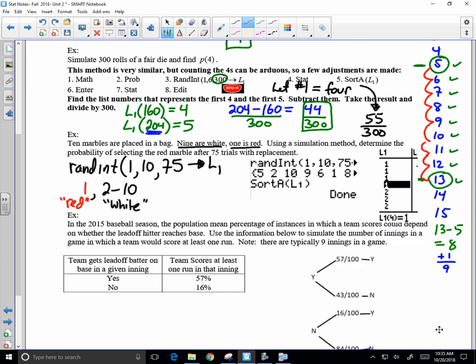And there it is. All right, so there are a total of 4 ones out of 75 trials. And since we let 1 be the red marble, we're good. So 4 in 75 chance.